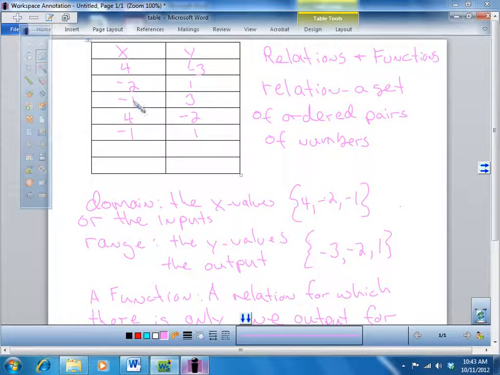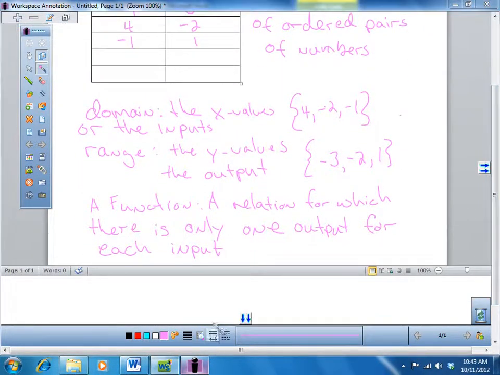So if I take this table, let's see if I can copy this table. A function is a relation for which there is only one output for each input. Need a little more time to copy that down? Okay.